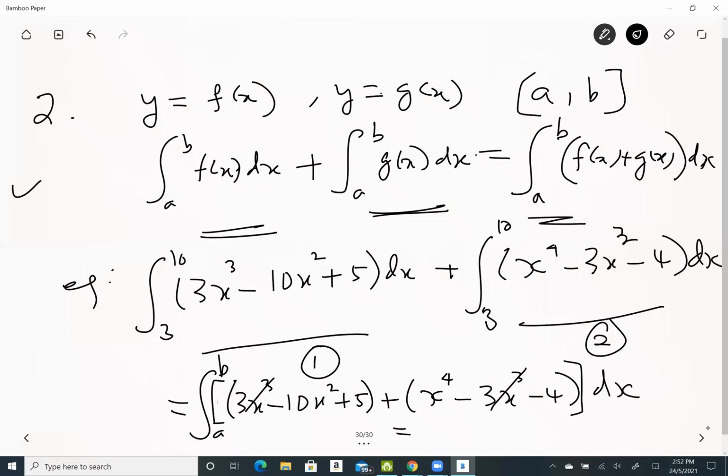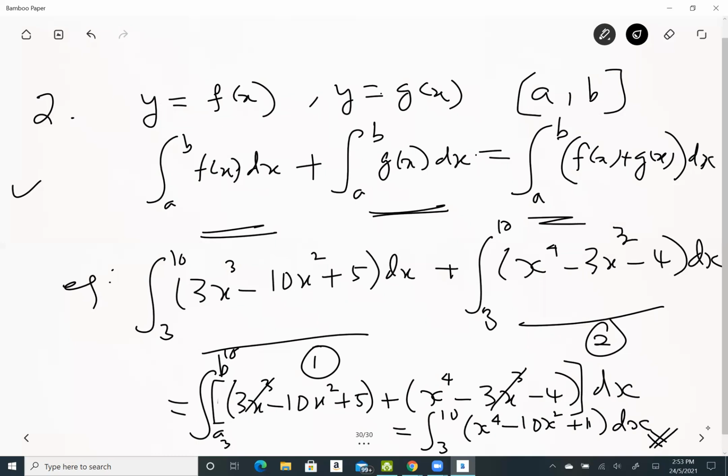So that will be equal to the integral from 3 to 10, so here you write 3 and 10, not A and B. The integral from 3 to 10 of x to the power of 4. The 3x cubed now is gone. So you got minus 10x squared plus 1. Do you see that? It is easier, right? You have only 3 terms. So that is the application of the rule.